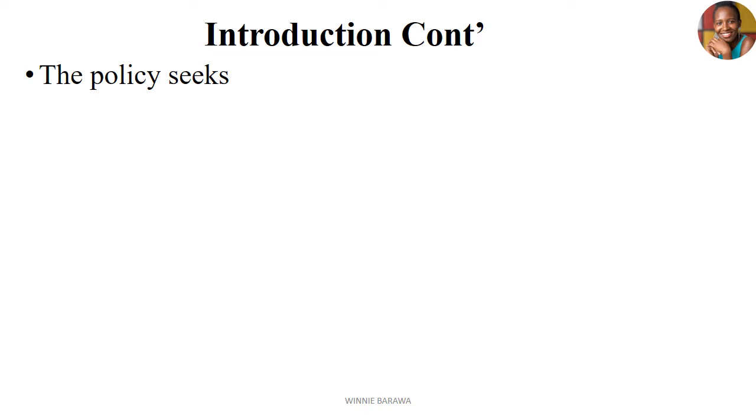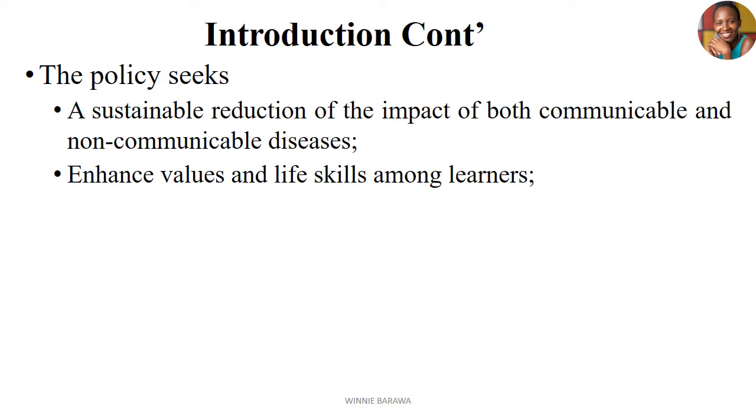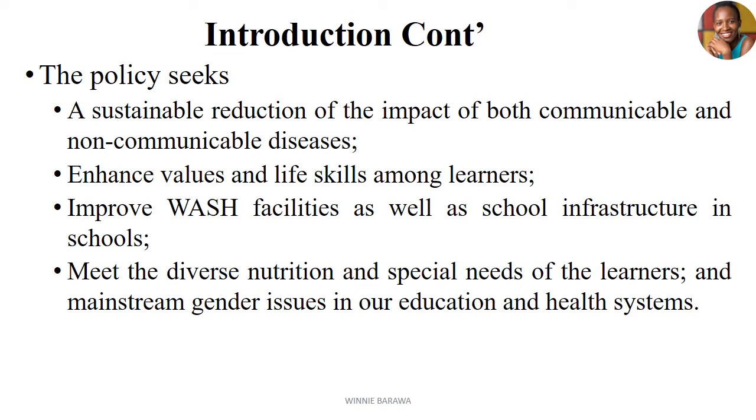So picking in, what does this policy seek to do? The policy seeks to reduce the impact of both communicable and non-communicable diseases. The policy seeks to enhance values and life skills among the learners. The policy also targets improving WASH facilities as well as the school infrastructure. So it has an aspect of WASH facilities, which is water, sanitation and hygiene in the schools, but also looks at school infrastructure in terms of the physical environment and the outside environment, ecological and so on. The policy is also looking into meeting the diverse nutrition and special needs of learners and to mainstream gender issues in our education and health system.